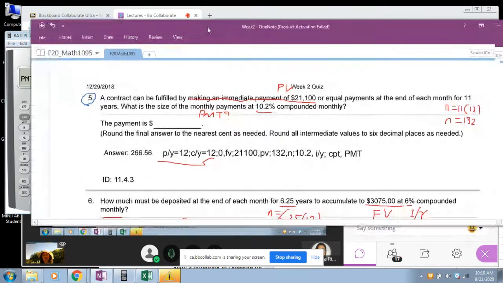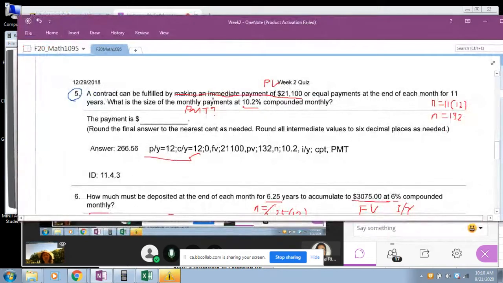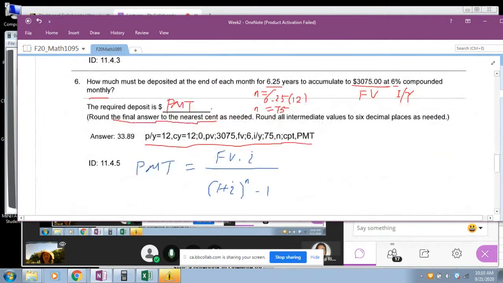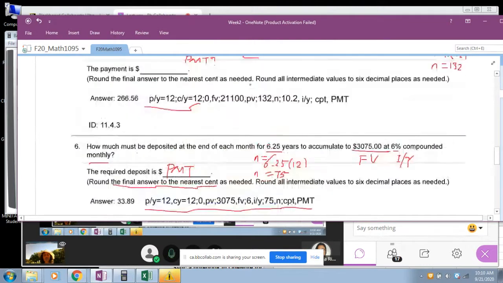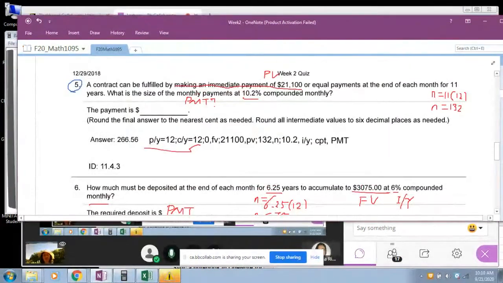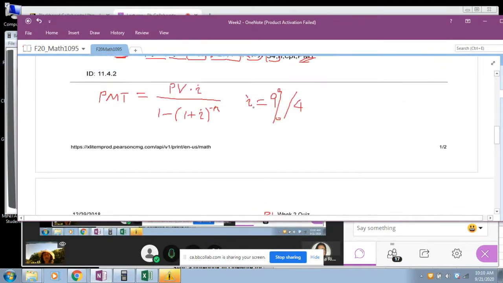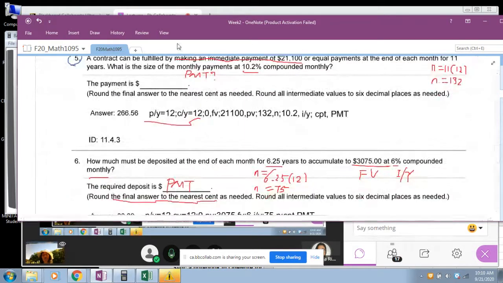And method 2. Method 2, use the formula. What is the PMT formula? I just write down the PMT formula. If you know the future value, it is here. No, this is based on future value. So this one is based on present value. So you use this formula here. This one here, this is the formula. Okay. So PMT equal to PV times I. I will write down here.